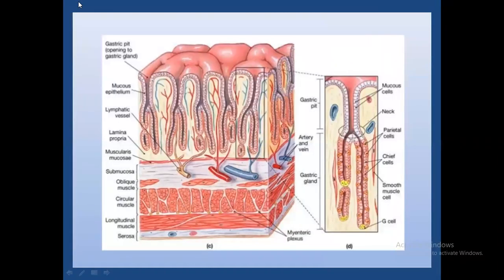You may see here, this is the gastric gland. In this, you may see different cells. Mucus cells, okay. This is the neck region. Parietal cells, chief cells, and smooth muscle cells are also present, and G cells. So I already told G cells secrete the gastrin hormone, and chief cells produce the pepsinogen substance. Parietal cells are also called oxyntic cells. These cells produce the HCl. Okay.